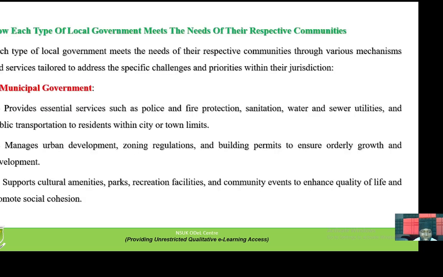Then another type here we have is municipal. We have another section that has to do with how each type of local government meets the needs of their respective community. Each type of local government meets the needs of the respective community through various mechanisms and services tailored to address the specific challenges and priorities within the jurisdiction. One, municipal government. It provides essential services such as police and fire protection, sanitation, water and sewer utilities, and public transportation to residents within the city or town limits.